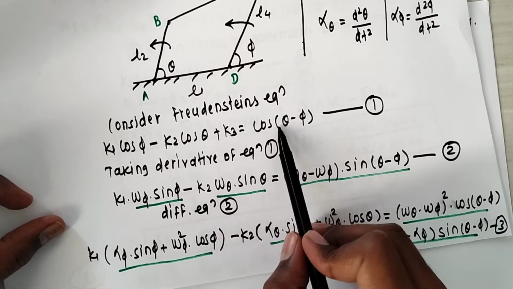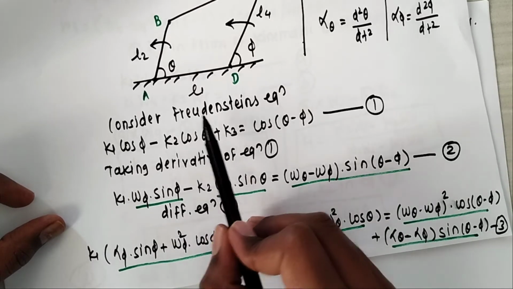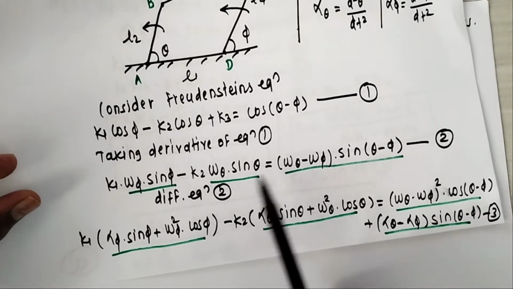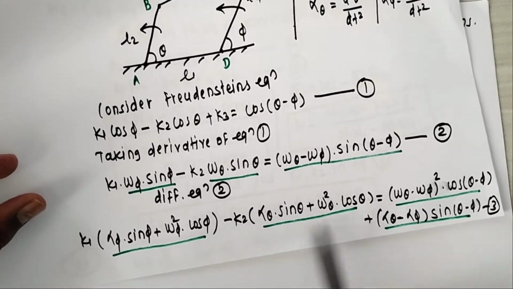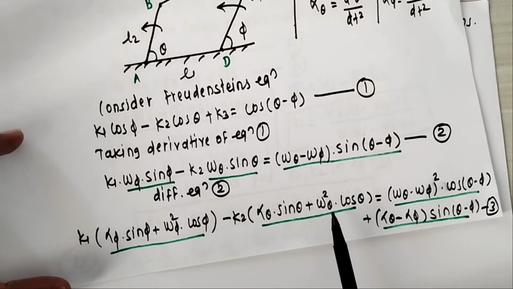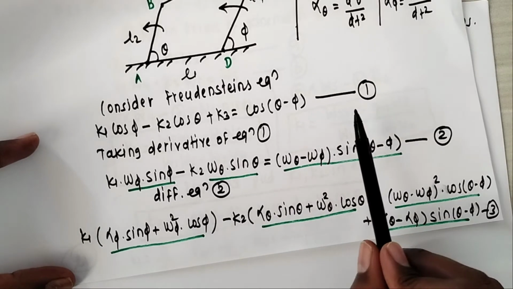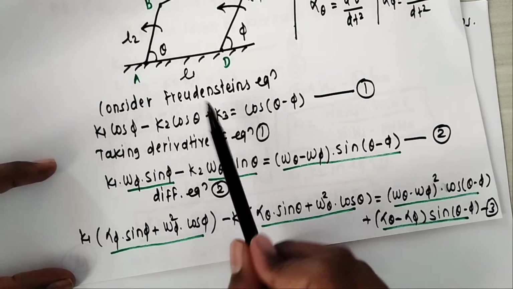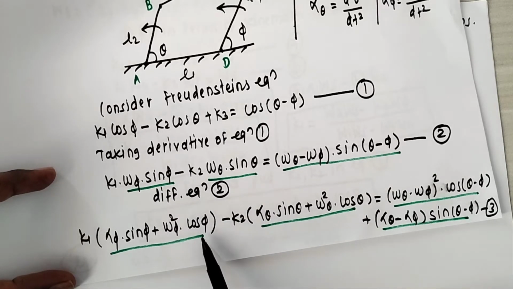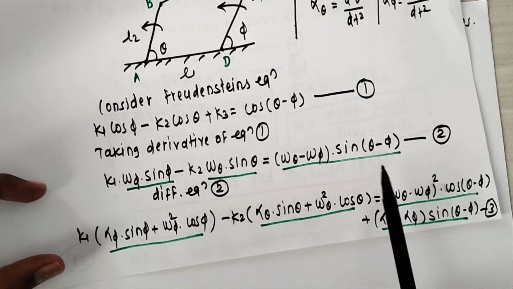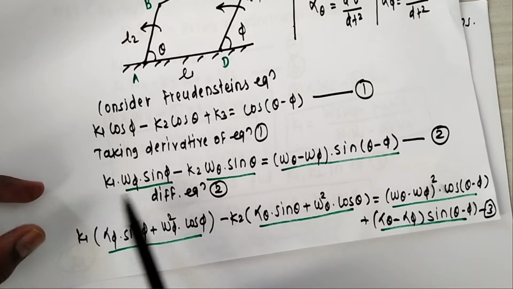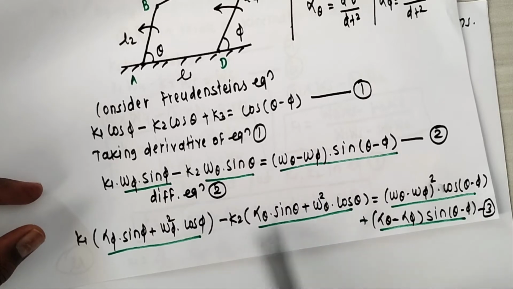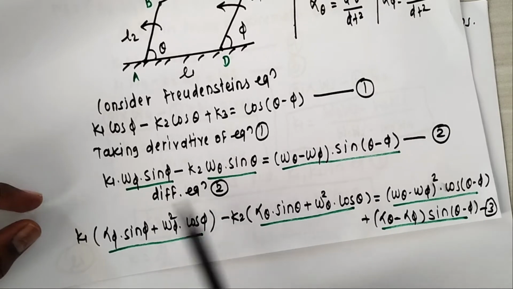Then by taking first time derivative of this equation number 1, we will get second equation, and further derivative of this second equation gives you third equation. So I obtain equation 1, 2, 3. Equation 1 is Freudenstein's equation, then its first time derivative and then second time derivative. In equation number 2 and 3, the coefficients of k1, k2 and this right hand term represent kinematic coefficients, or we call them kinematic coefficients.